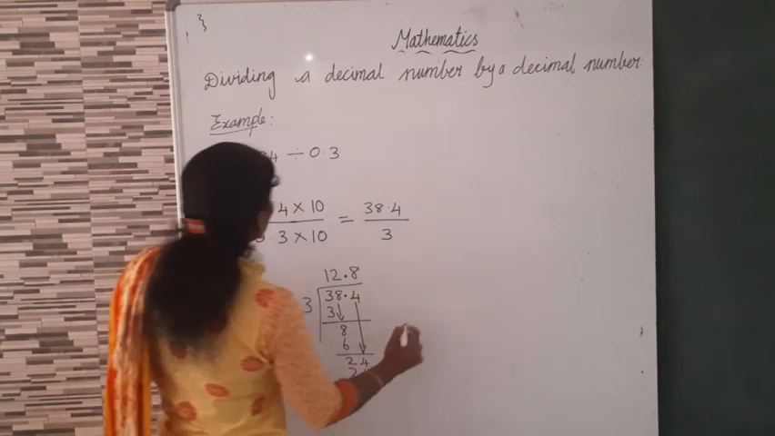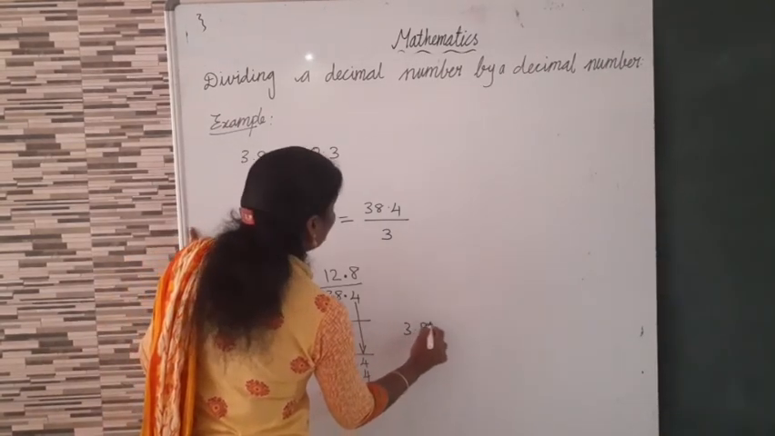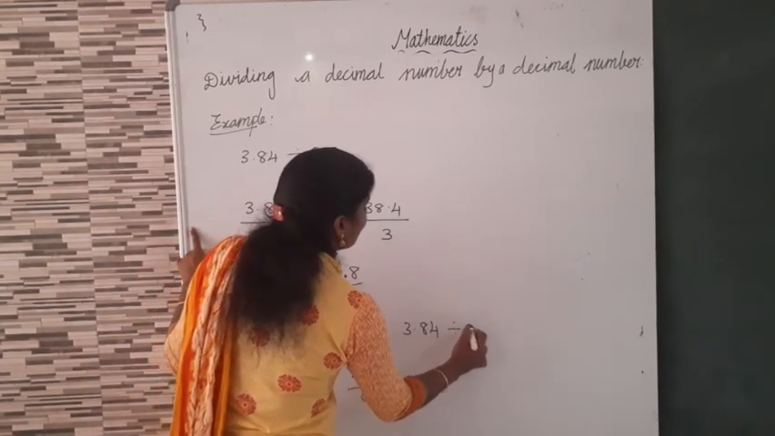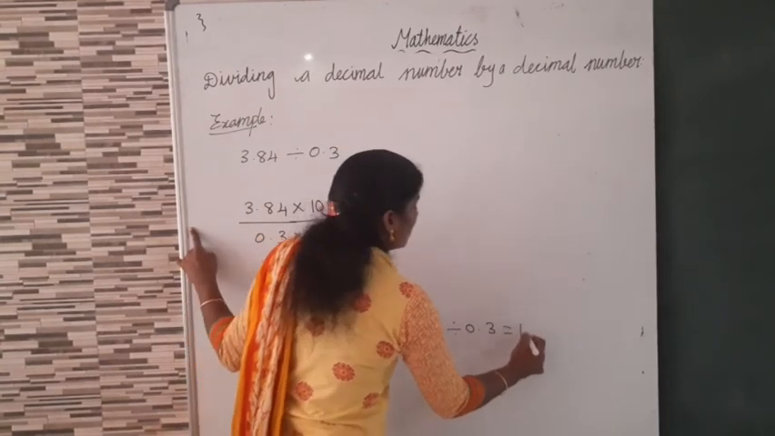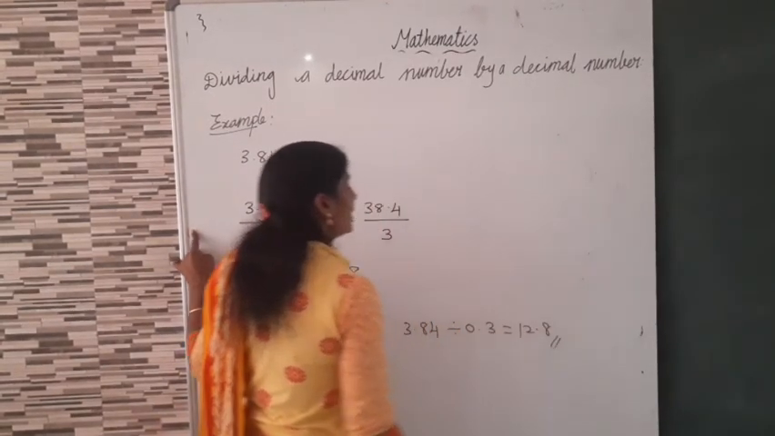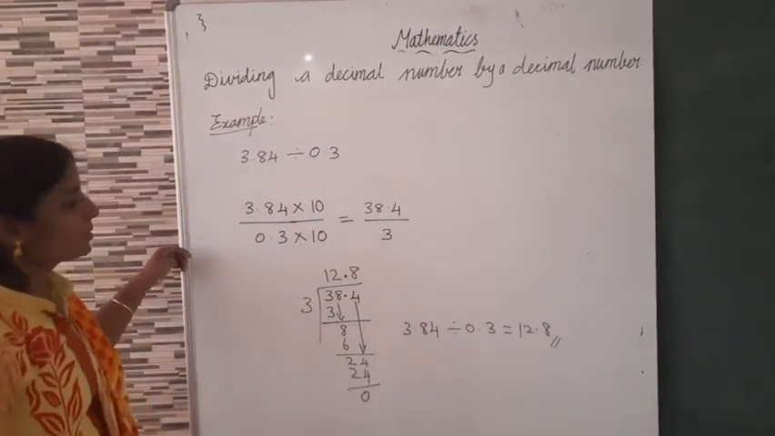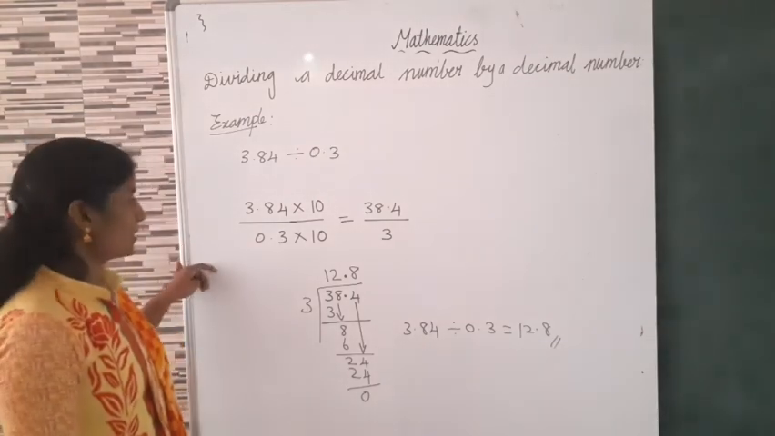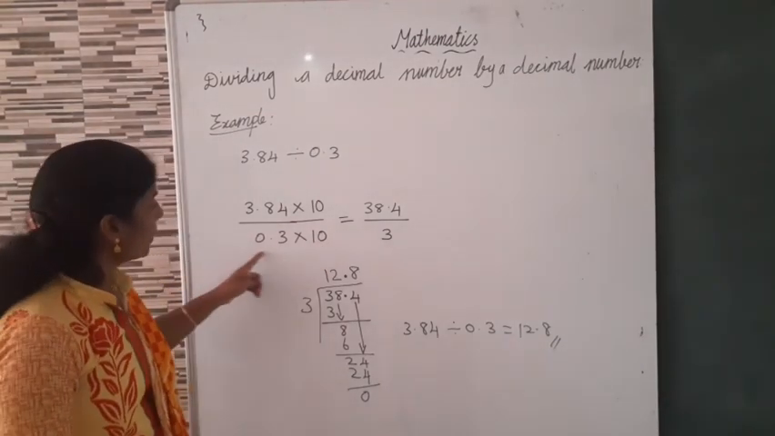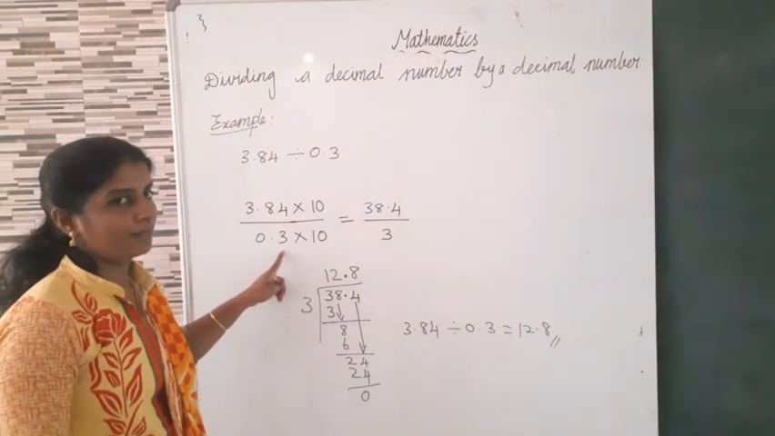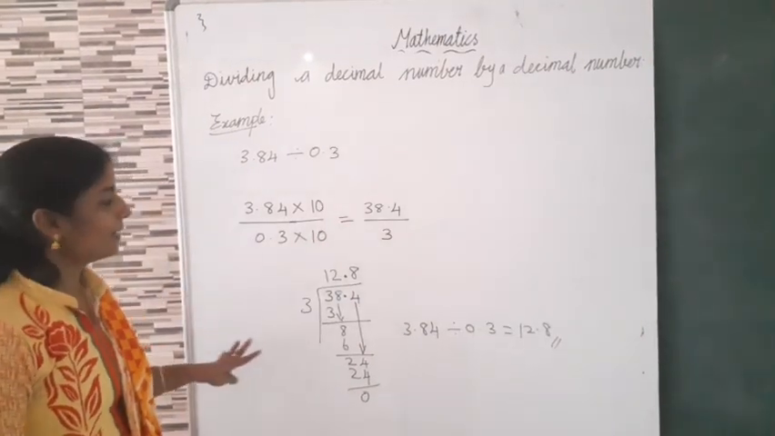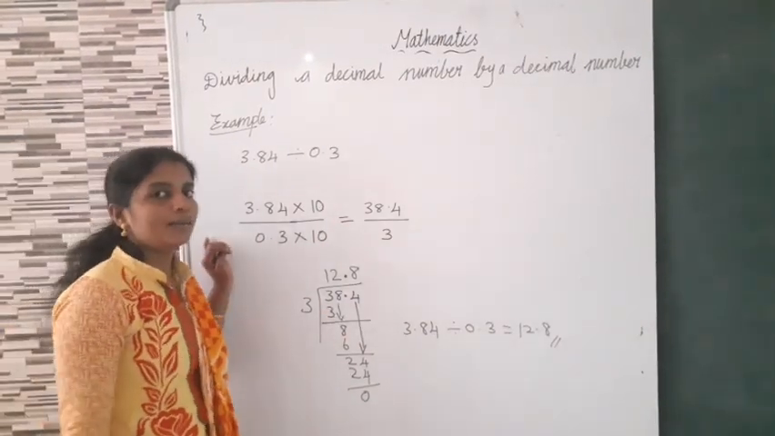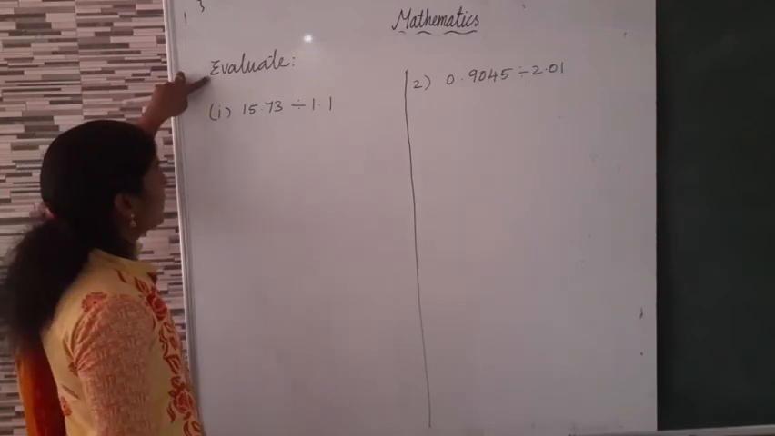So what's the answer? 3.84 divided by 0.3 is equal to 12.8. Okay? 12.8 is the answer. We can remove the point from the denominator, then we can divide it, and we will get the answer. Okay? This is exercise 5.2.